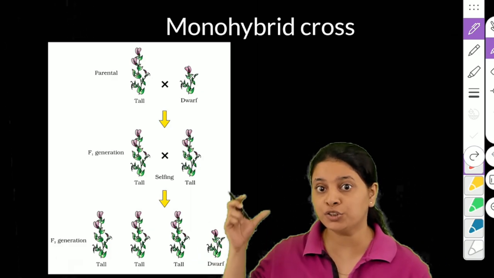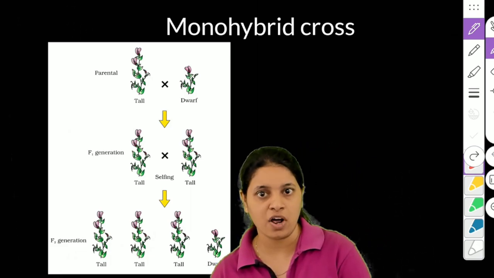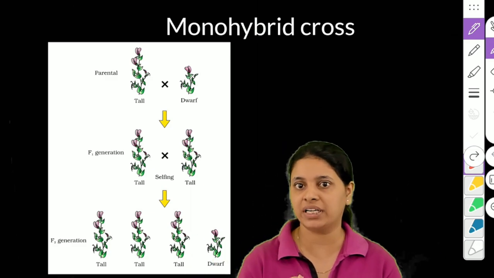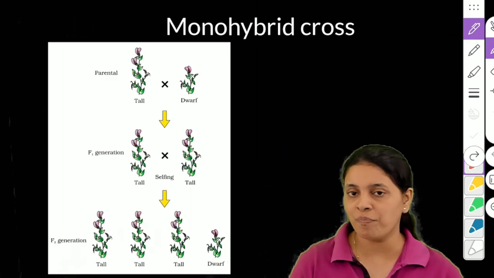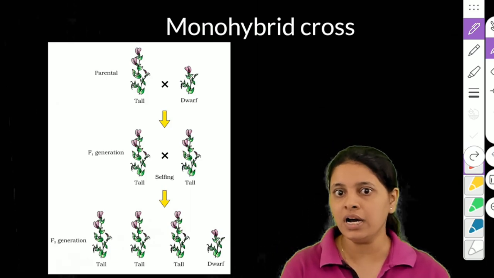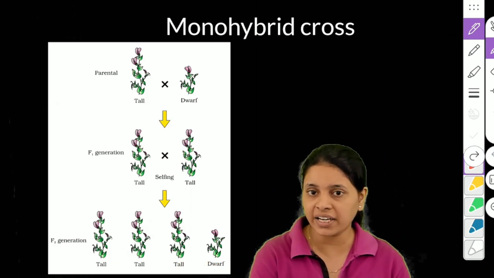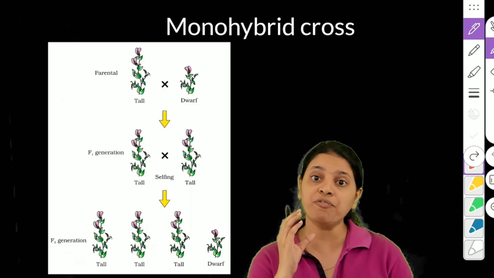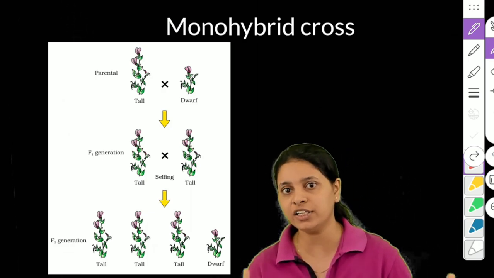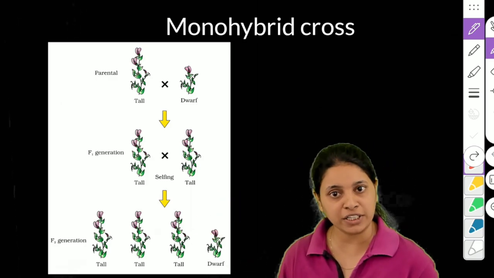As the word suggests, mono means we will consider a single character or a pair of contrasting traits while making the cross. So, as you have studied already that Mendel took 7 different characters in his experiment at a time, now we will focus on only one character and analyze how it is inherited through various generations. So, we will take the example from textbook itself.